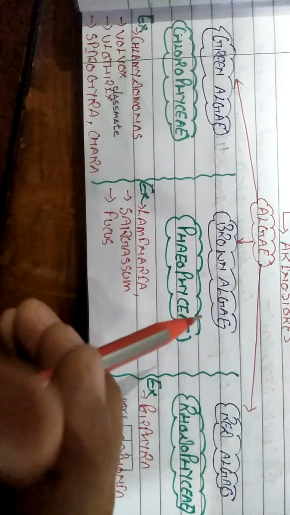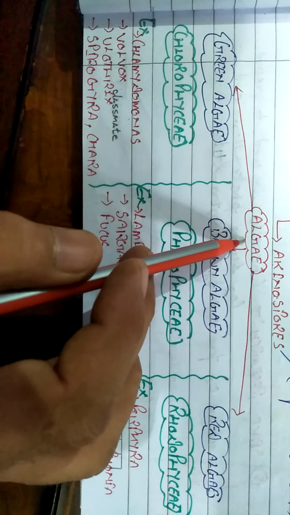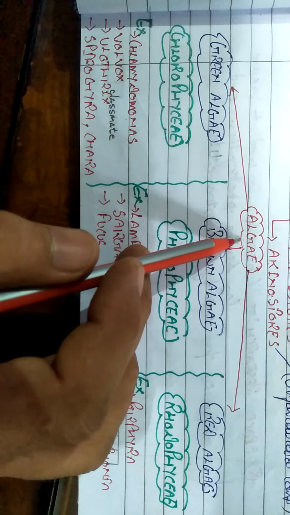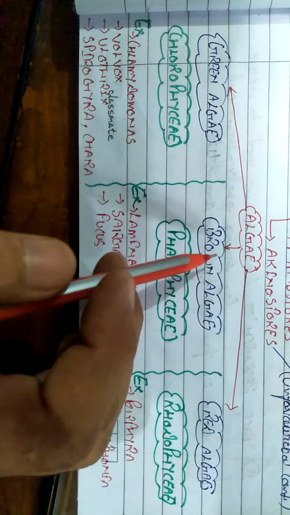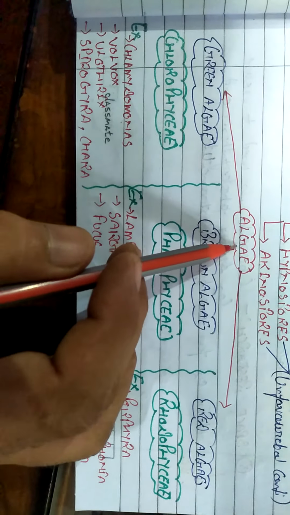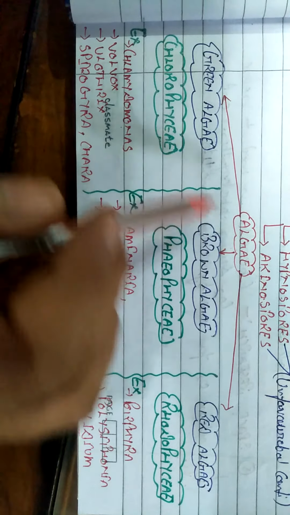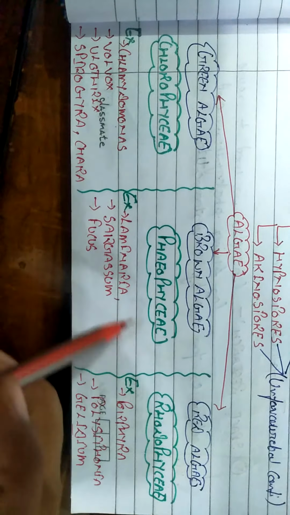Hello dear students. Today we are going to start another important topic, algae, which is also known as chlorophyta. This video is related to yesterday's Zoom class, whose topic we completed. Basically, algae are of three types: green algae, brown algae and red algae.